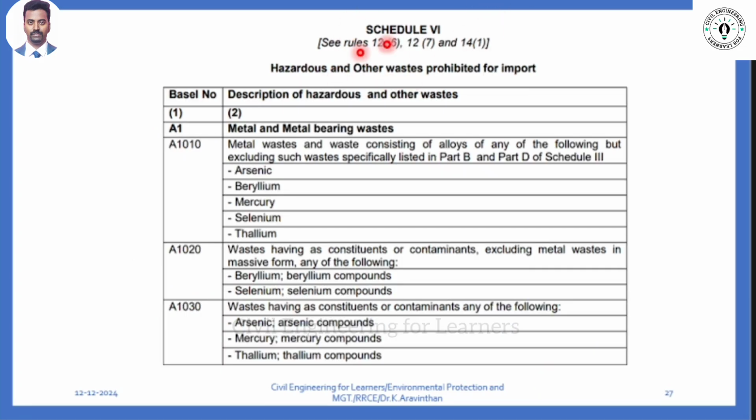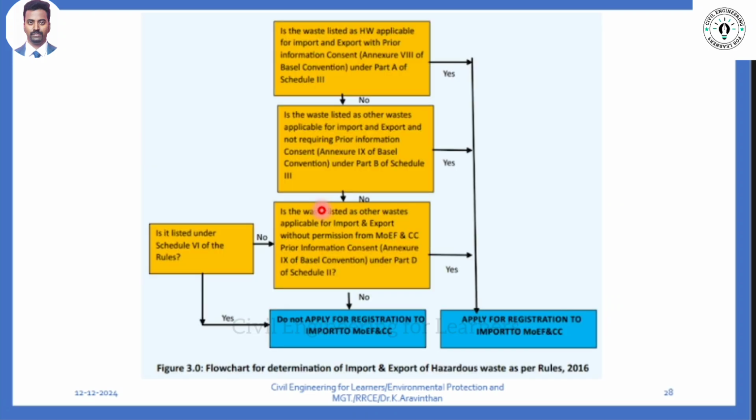What I would like to highlight is Schedule 6. The hazardous waste is prohibited to import. From no country should it reach India. So what are these chemicals? Arsenic, beryllium, mercury, selenium, etc. These chemicals are listed here. They will not give consent for transporting them from other countries to India.